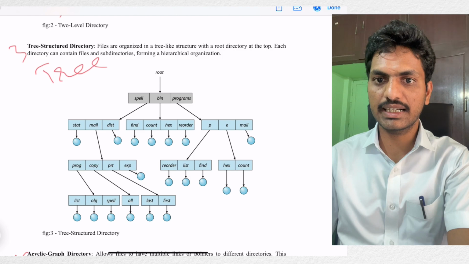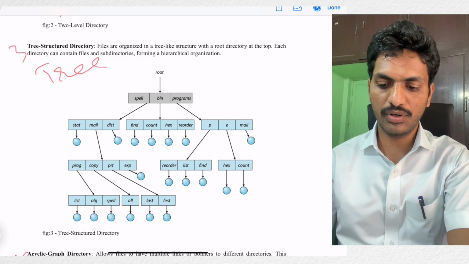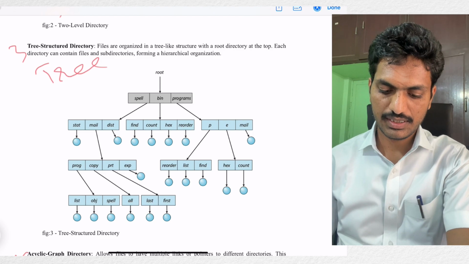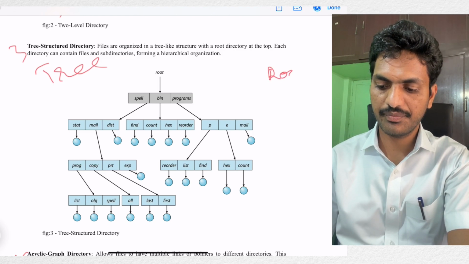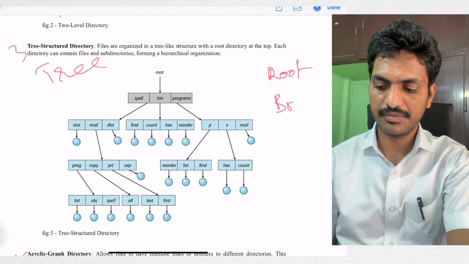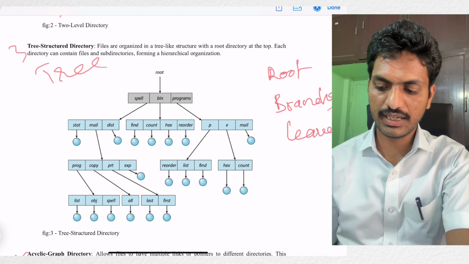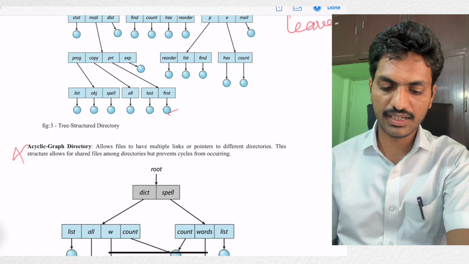Next, tree structure. Here the files are organized just like a tree. There is some root and branches, and last, there are leaves. Root, branches, leaves, right? At the leaves, we find the files. This is the tree structure.